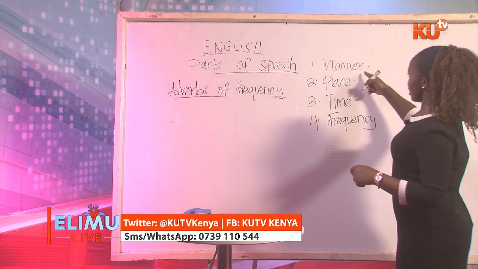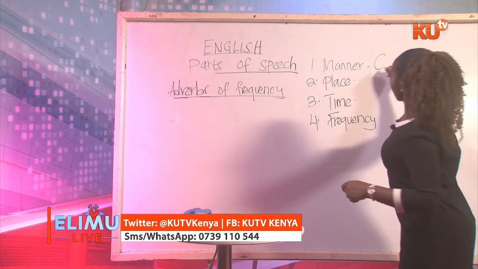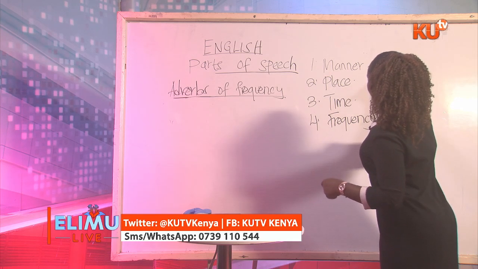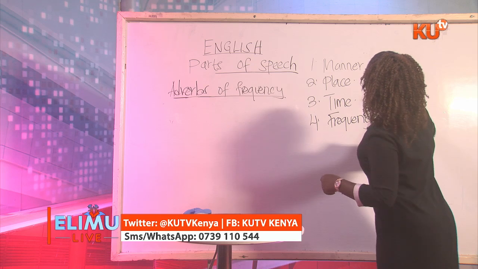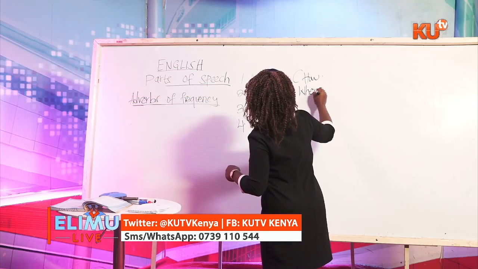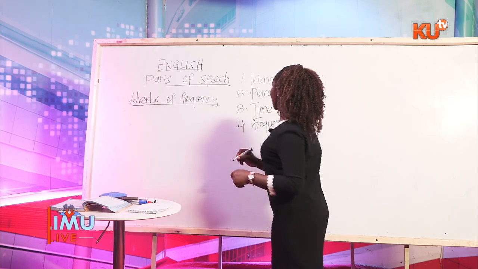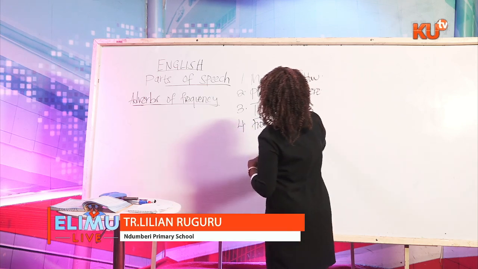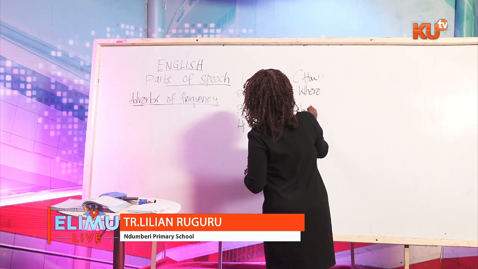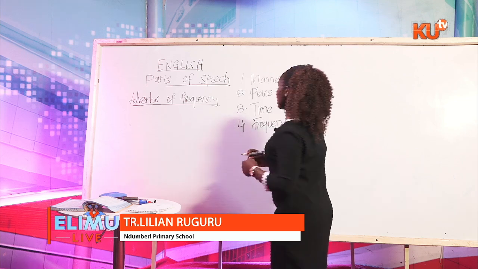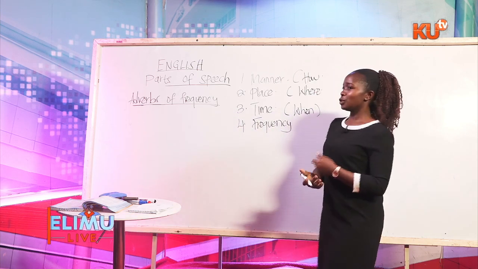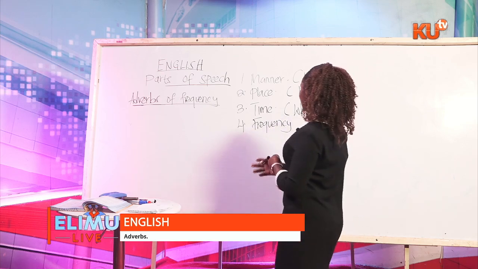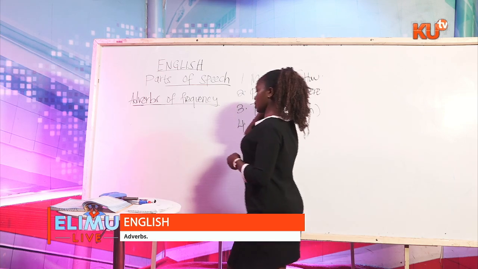Under the first one, we said that they explain how something happened. Place, we said it explains where. Time, it explains when. And we have given some of the examples: today, tomorrow, yesterday, 6 years, etc. Now I want us to go to the adverbs of frequency.